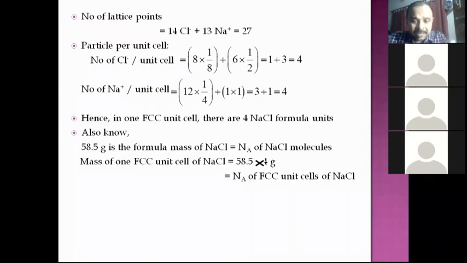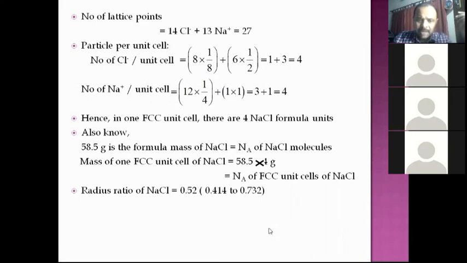See, there is a slight difference between saying 58.5 grams of NaCl contains Avogadro number of NaCl molecules, whereas 58.5 into 4 grams would contain Avogadro number of FCC unit cells. That difference you need to understand and remember. They may ask, if 58.5 into 4 grams contains Avogadro number of unit cells, how many unit cells are there in 1 gram? How many unit cells are there in 58.5 grams? These kinds of questions are common. Hope you have understood.